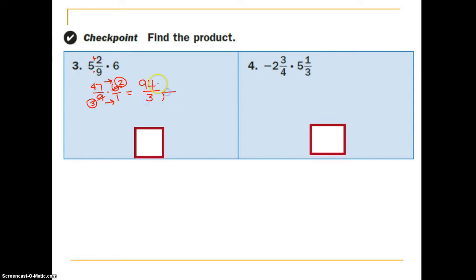Change to a mixed number by bringing down this 94 into the division sign. 3 goes into 9 3 times. 3 goes into 4 1 time. You have 31 and 1/3.